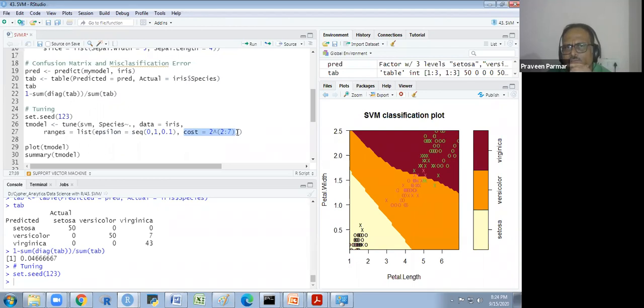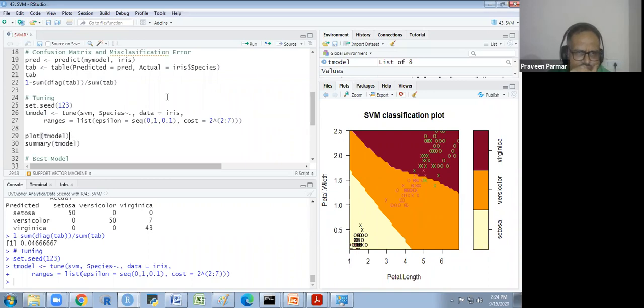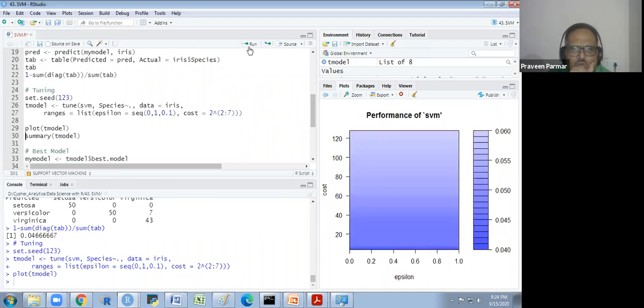And the cost is 2 to the power 2 up to 7. 2 to the power 2 would be 4 cost, 2 to the power 3 would be 8, and this way I am taking. So cost should be as high as possible. So I just run this, and it will take a little time. And I've given the name tune model. I will show you that tune model.